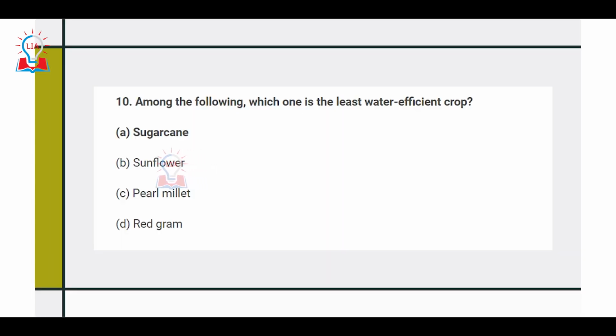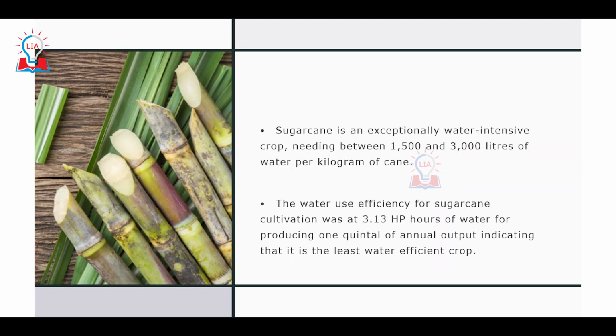The 10th question is related to agriculture, where it has been asked that out of these four crops, that is sugarcane, sunflower, pearl millet, and red gram, which one is the least water efficient? Now, least water efficient basically refers to a crop which consumes a huge amount of water for its growth, and thus, if the crop is consuming a huge amount of water, that means its water efficiency can be considered to be less. So in this regard, it is sugarcane, which is the least water efficient crop. And the reason is because sugarcane uses a huge amount of water.